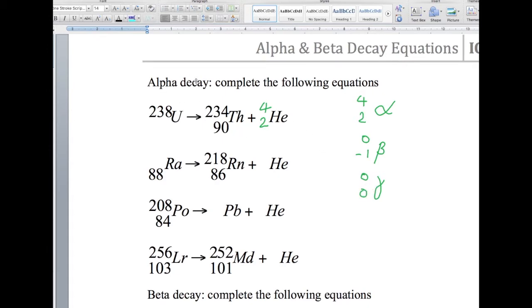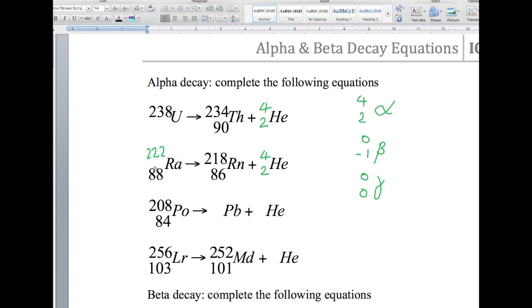But these are all alpha decays anyway. So to be honest with you, every time it says helium, you can just put in a 4-2. The examiner will assume that you know that. A helium nucleus is basically an alpha particle. So check it out then. We've got 218 and 4, and that has to equal whatever that number is there. So that number there is just going to be 222, isn't it? 218 plus 4 gives you 222.